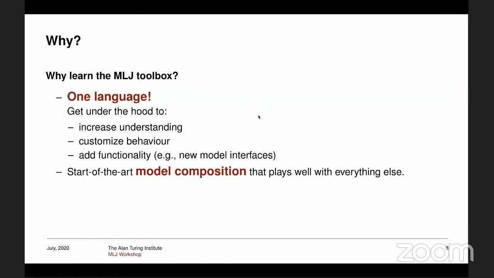And the other great strength of MLJ, I claim, is that it really has a state-of-the-art model composition interface. Rather than model composition being a kind of afterthought in the design, it's something we thought about right at the beginning. Model composition, that is composing multiple machine learning models to come up with a kind of supermodel, plays well. First of all, it's a very flexible interface. You can do a lot of things with it, and it plays well with everything else that you'd want to do.